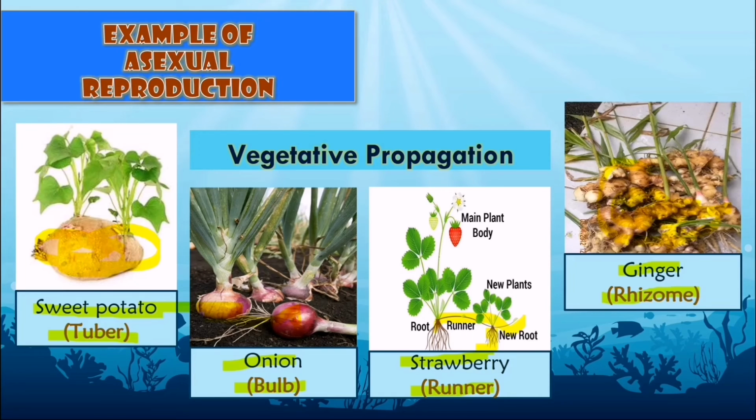So those are examples of vegetative propagation. So they belong to asexual reproduction, kay dili naman sila kinahanglan og sperm cells and egg cells. So wala na seeds diri, pwede ra siya sa parts of a plant.